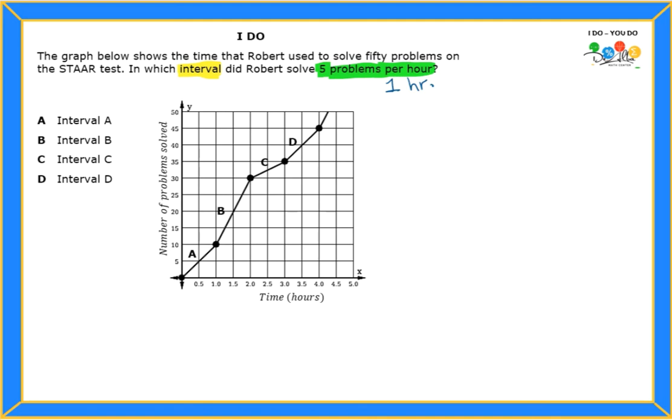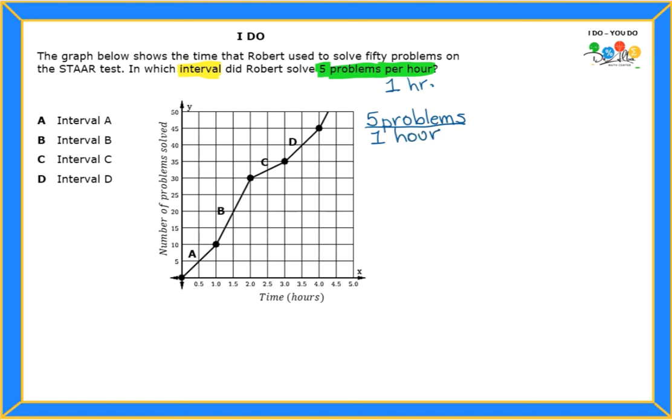I'm actually gonna go backwards here. Okay, so the first thing that I want you to do is write down the answer that is given to you. So this one says 5 problems. I'm gonna write it like that. Per hour means in 1 hour.